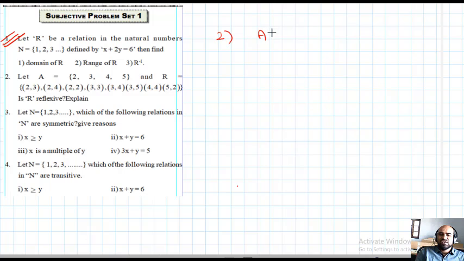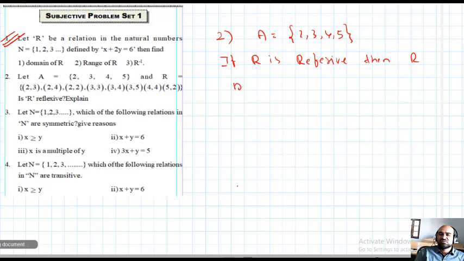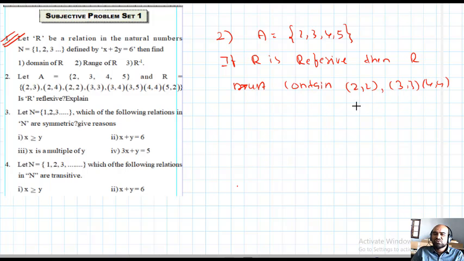Second problem. A is given as, observe all of you, 2 comma 3 comma 4 comma 5. If R is reflexive, then R must contain, so what ordered pairs should it contain? 2 comma 2 should be, 3 comma 3 should be, 4 comma 4 should be, and 5 comma 5 should be, and more extra. That is not a big problem, but these 4 must and should.